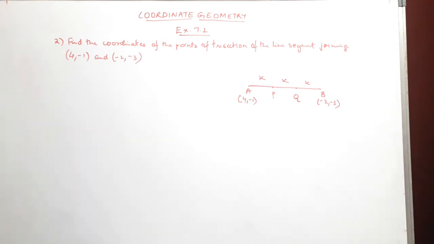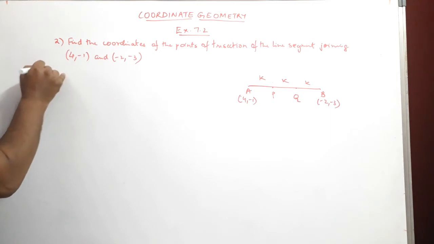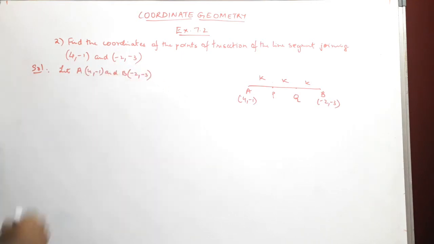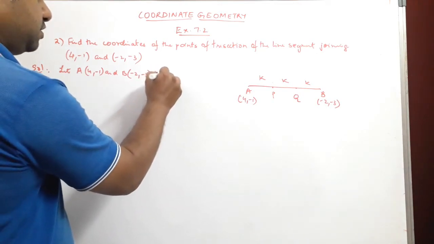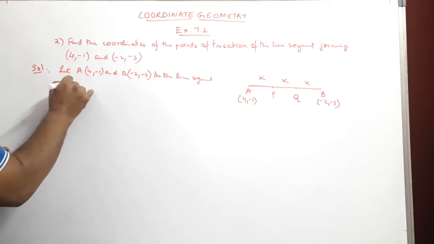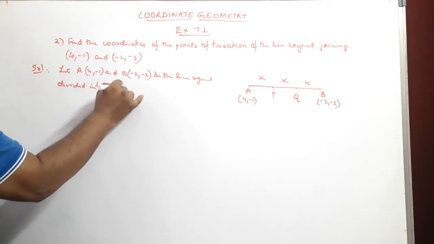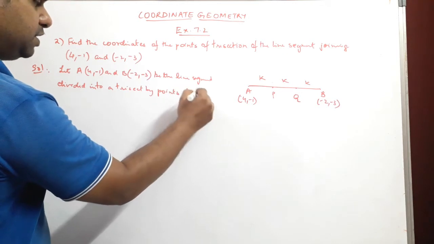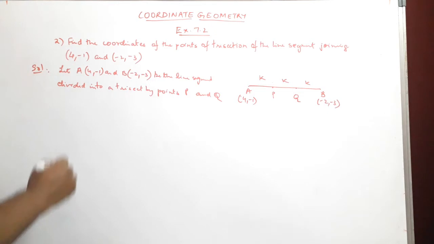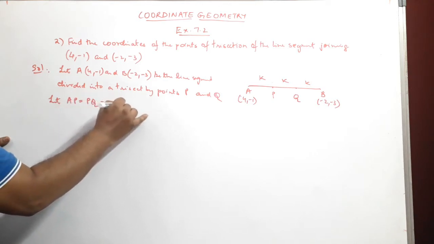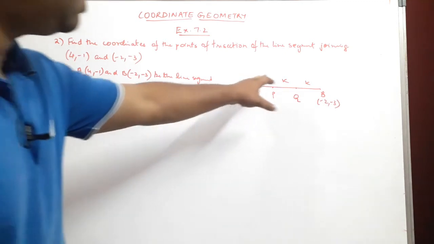Let us first begin with a few assumptions. Solution: let A (4, -1) and B (-2, -3) be the endpoints of the line segment, divided into a trisection by points P and Q. Now we need to assume each part. Since this is a trisection, let AP equal PQ equal QB equal K. We'll just assume this, and that's what we have written down over here.